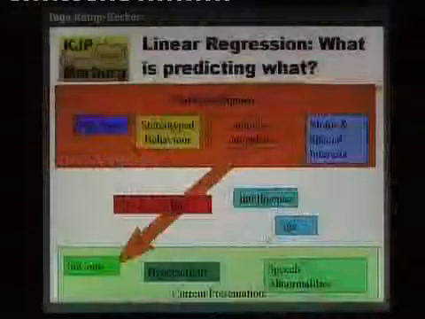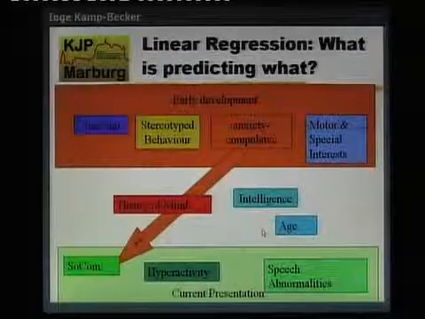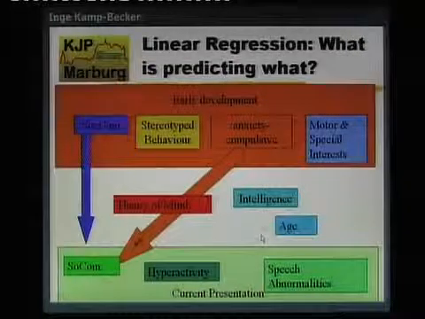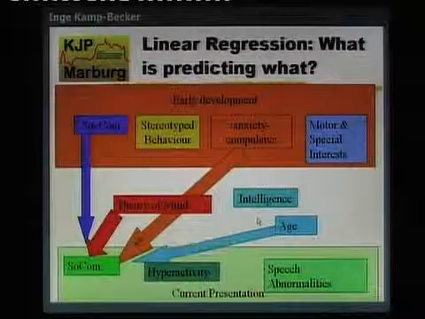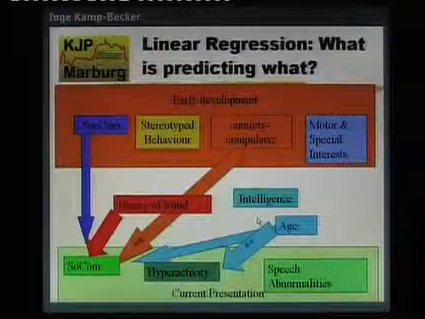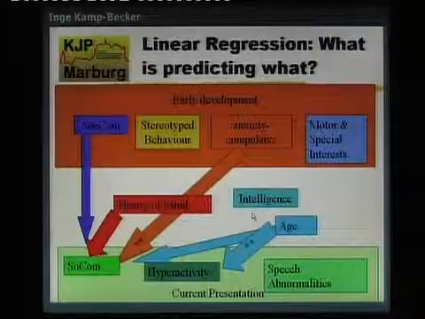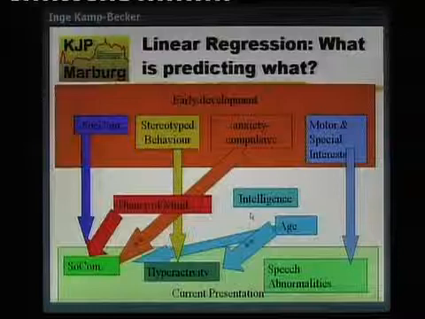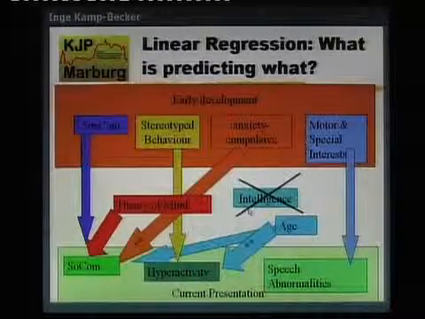For the autistic group, anxiety and compulsive behavior was the best predictor for the social and communication skills in the current presentation. And also the abilities in this domain in the early development were a good predictive factor, and also theory of mind and the age. Intelligence was no predictive factor for the abilities in the social and communication domain. For hyperactivity, the best predictor was the age, and also the stereotyped behavior in the early development. And for speech abnormalities, the motor and special interest factor of the ADI was the best predictor. So intelligence was not a good predictive factor for anything in this analysis.